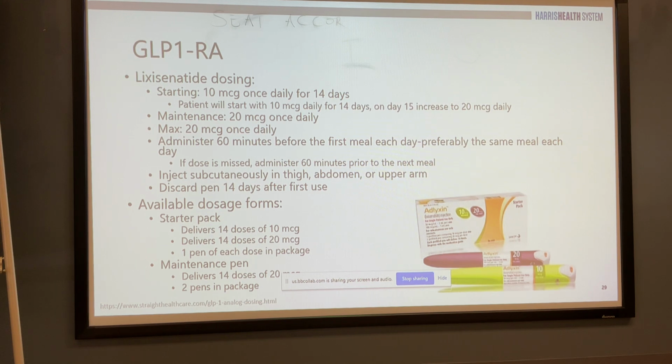All right, the next available GLP-1 product is lixisenatide or Adlyxin. I've never written for it in clinical practice, but it is available. It's dosed once daily, and it comes with a 10 microgram pen or a 20 microgram pen. You start the patient on 10 micrograms once a day for 14 days, and on day 15, they go up to 20 micrograms daily. And that is the maintenance dose and the max dose for this product.